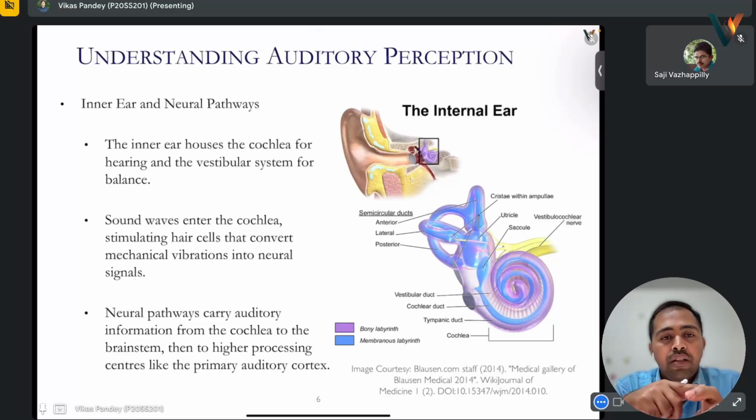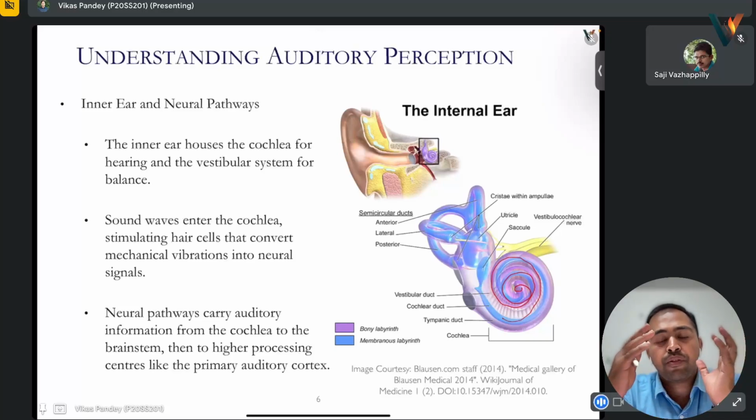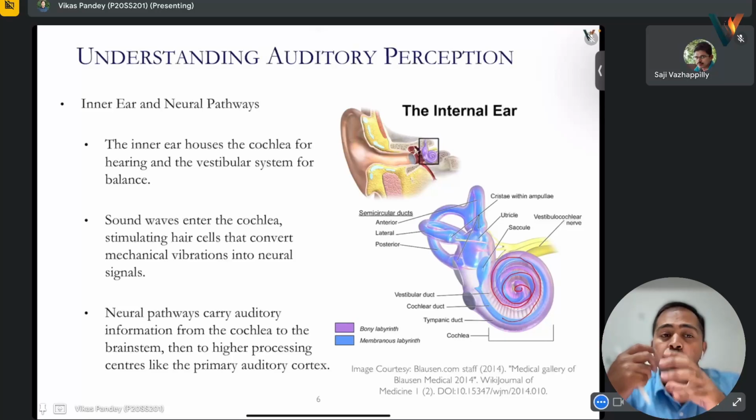Okay, sound waves enter the cochlea. If you see this, the circular structure, like if you have seen the conch shell, are you familiar? I think you might have seen, right? How circular patterns are there, and that can be blown. So the cochlea has patterns very similar to that. As well as inside it, there are stimulating hair cells. They look like hairs that convert this mechanical vibration.